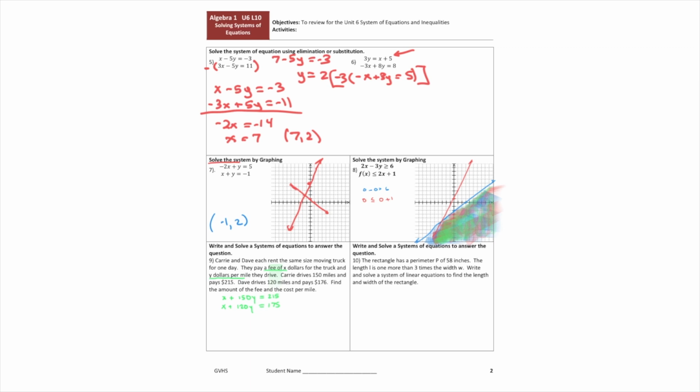Number 10, one of my favorite ones, we have perimeter is 58. So you should probably draw a rectangle. On your rectangle, let's label the length L and the width W. Perimeter is 2L plus 2W, and that's going to have to equal 58. Now we want to see that the length L is 1 more than 3 times the width. So with this setup, I bet you could solve it using substitution. Make certain that you get some practice in and prepare for your test.